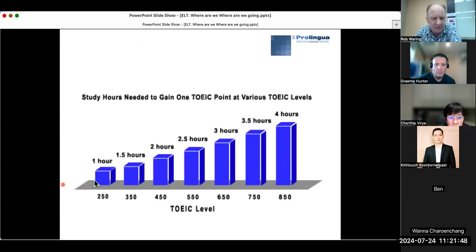This is another piece of data, which I think is very important. If you're at the TOEIC 250 level, you only need 1 more hour to get 1 more point. If you're at the TOEIC 450 level, you need 2 hours to get 1 more point. If you're at the 850 level, you need 4 hours of instruction to get 1 more point. So what it says is it gets increasingly difficult, as we saw with the data before, with the number of hours, the amount of language that students need to meet.